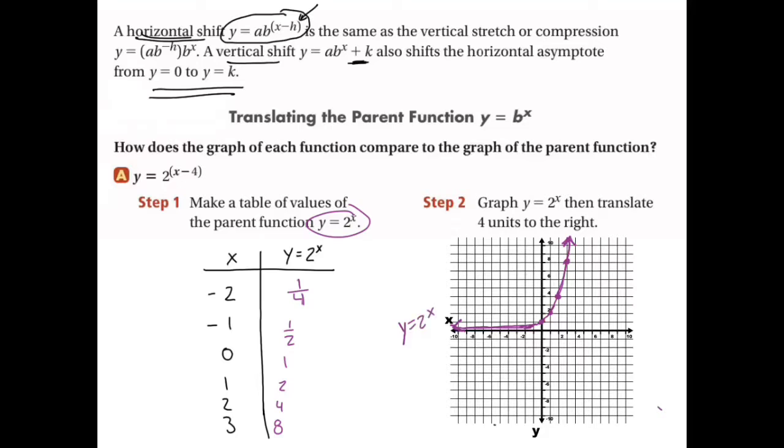So now what we want to do is graph our translated function. In this case, this minus 4 tells us we're going to translate our graph 4 to the right. If we move every point 4 to the right, our graph now looks like this. It still has the same horizontal asymptote, but we've just moved it over.